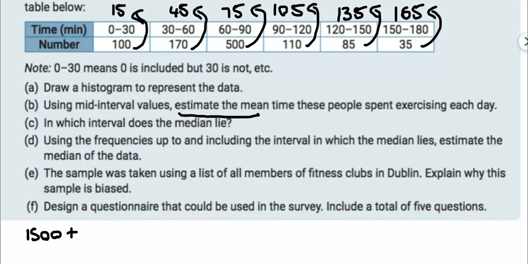1500. I'm going to need my own calculator here. No, that's not the answer. That's just me working it out. Here it is. All right. Next thing I'm going to do is multiply 45 by 170. And I'm going to get 7650. I'm going to do 75 times 500.